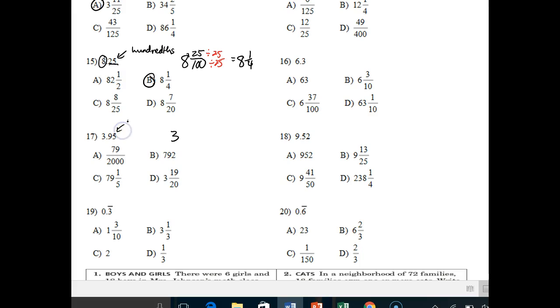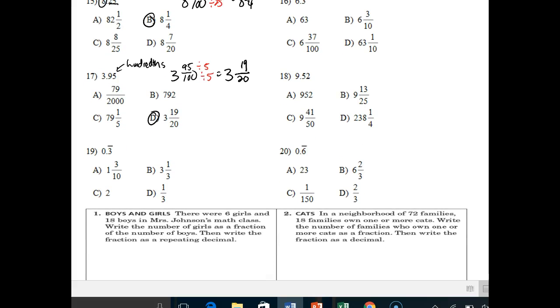So obviously that's going to be 3, and what is the 95? That's in the hundredths spot again. So we have 95 over 100. What can I divide 95 and 100 by? I can divide them both by 5. I know I can divide 100 by 5. That gives me 20. So I have 3 and something over 20. What's 95 divided by 5? That's 19. Use my reference sheet there. So 3 and 19 over 20.